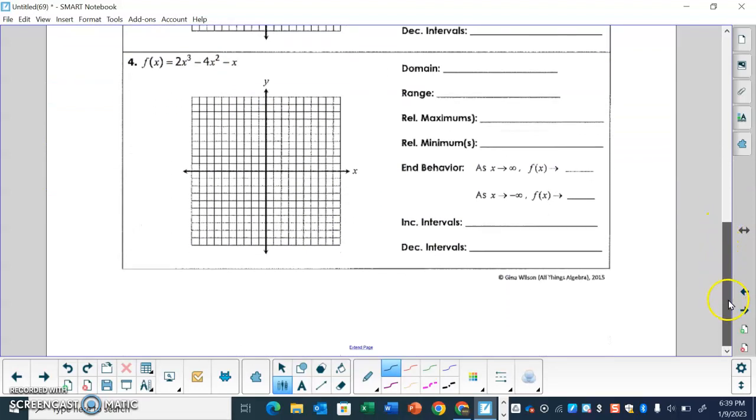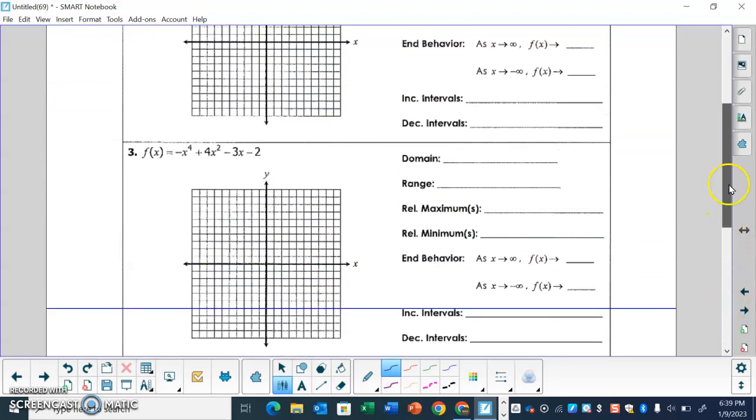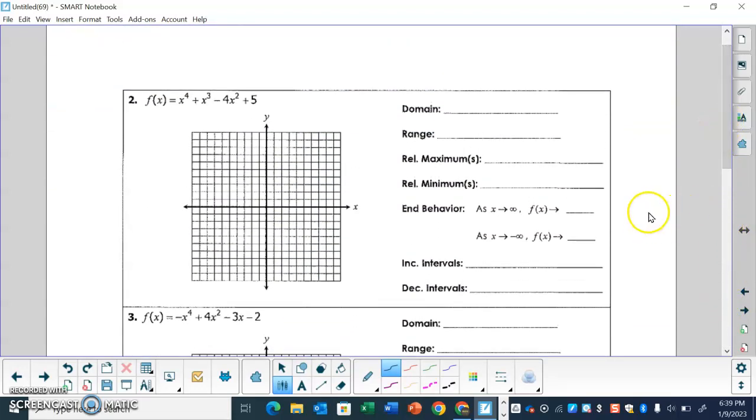All right, guys, we'll take a look at these again when I return to class on Thursday. Remember, we have a quiz on real simple end behaviors. Okay, not this graphing. Graphing won't be part of it.